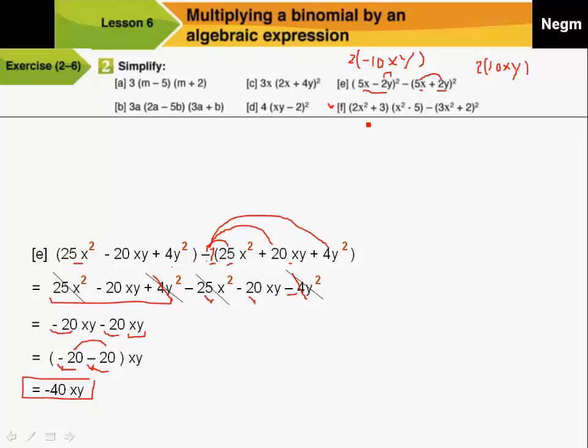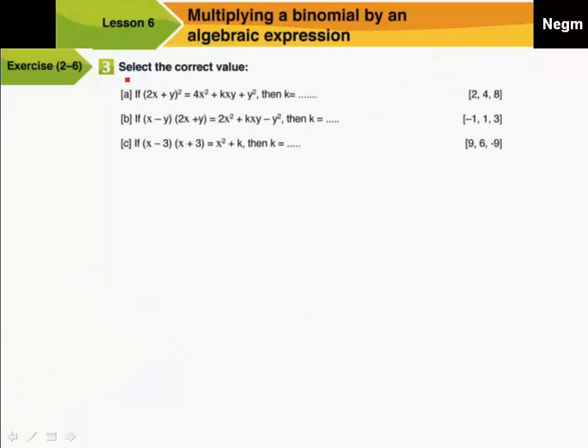F is the same: multiply this by itself, collect like elements together and simplify the solution. It is very easy. Select the correct value. We have to select the correct value from here for each one, A, B, C. If 2x plus y to power 2 is equal to, solve this.